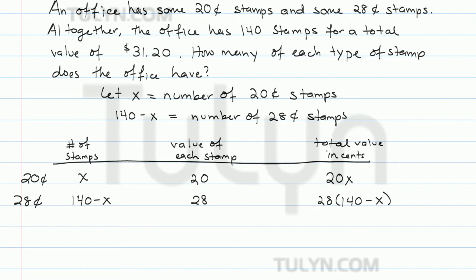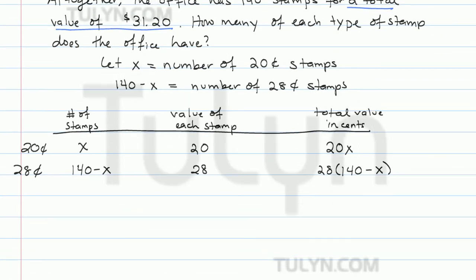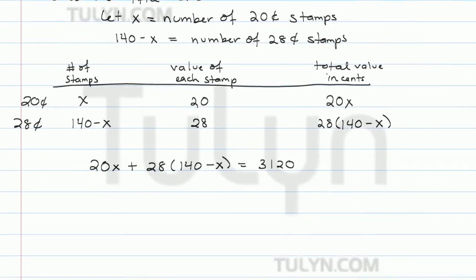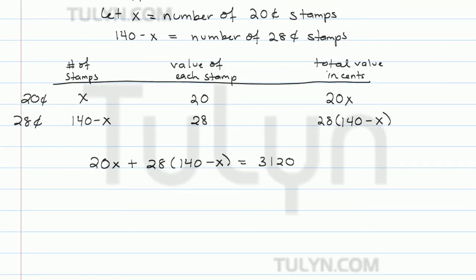So now let's go back to the problem. It says the total value of the stamps in the office is $31.20. So if you take the total value of 20-cent stamps and add the total value of 28-cent stamps, you should get $31.20. But since I've written the left side of the equation in terms of cents, I want to write the right side in terms of cents too. So $31.20 is 3,120 cents. And so now we have a linear equation, and we just have to solve for X.